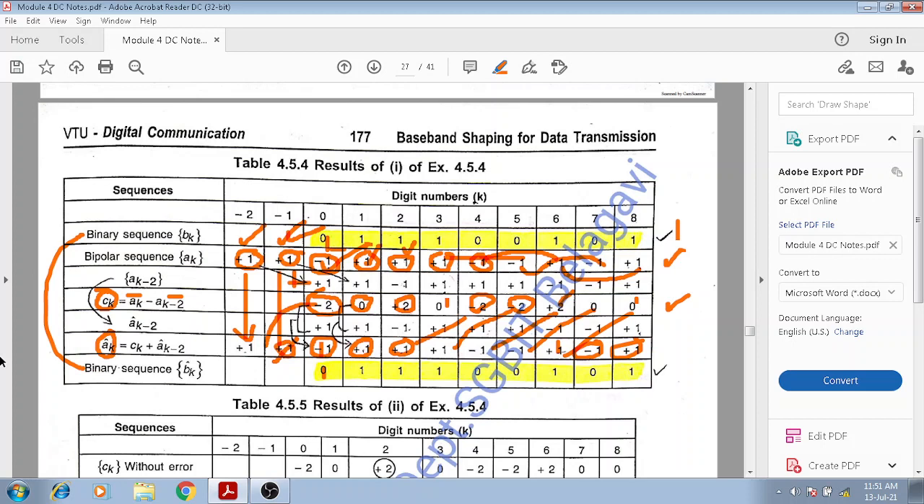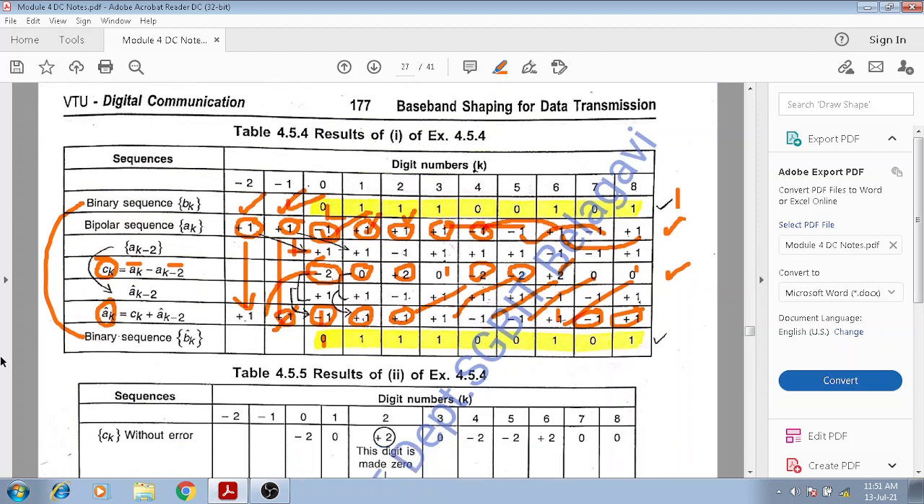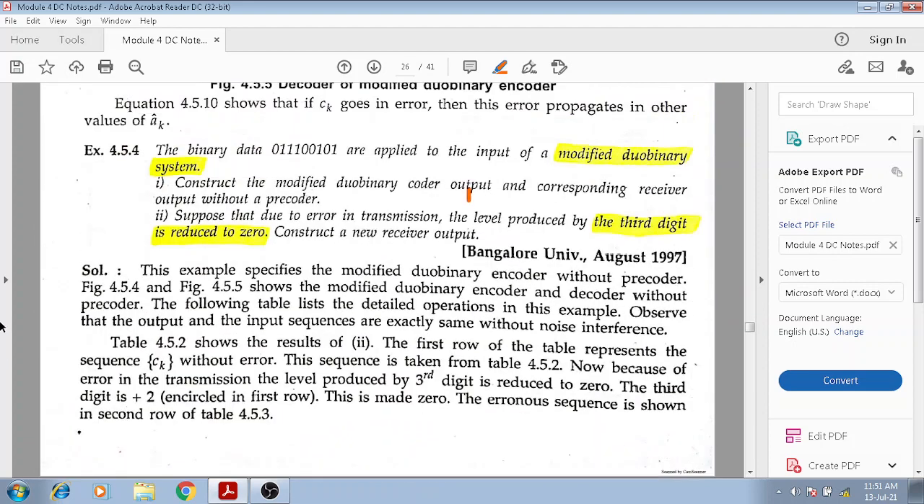Okay. So the second part of this problem, I will read out the problem. Second question: suppose that due to the error in transmission, the level produced by the encoder by the third digit is reduced to 0. Level produced means AK, and the three-level sequence means it is CK.